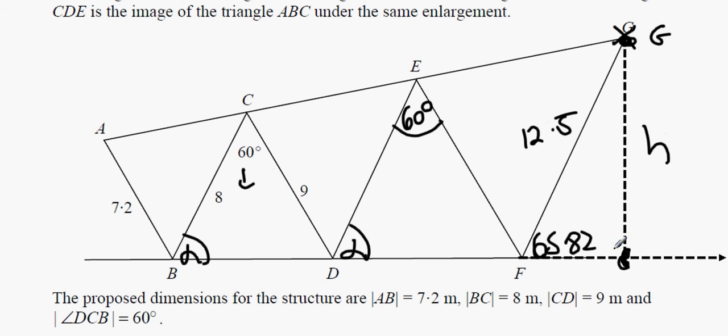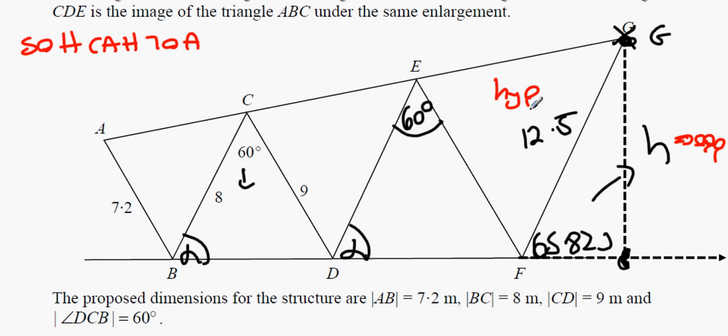This is a right angle triangle. You're going to bring SOHCAHTOA into play. SOHCAHTOA, and what we need to use is sine, because this is the opposite side, and this is the hypotenuse.